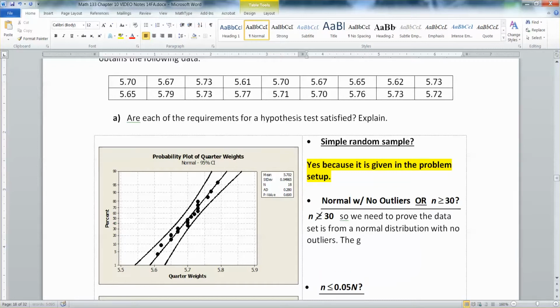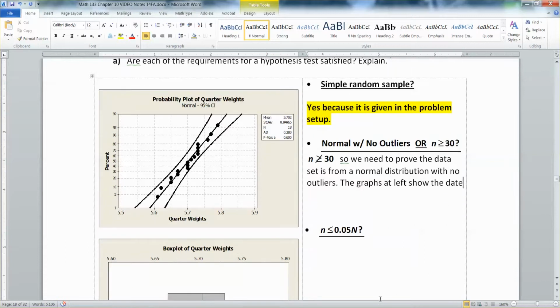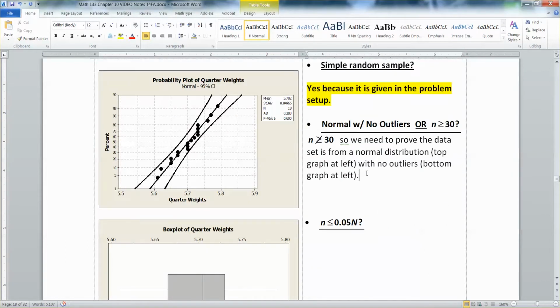The graphs at left, sorry, I don't know my left from my right, the graphs at left show the data set. Here, let me type this. There we go. That'll be easier. So we need to prove the data set is from a normal distribution. That's what the top graph at left shows. And then no outliers, that's what the bottom graph shows, the bottom graph being a box plot that we've seen from chapter 3.